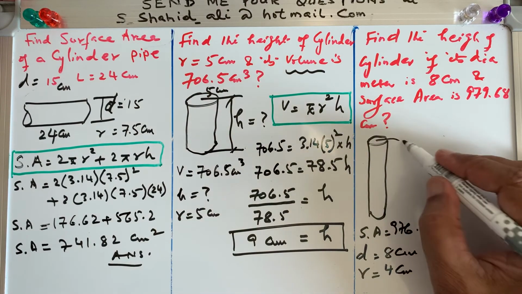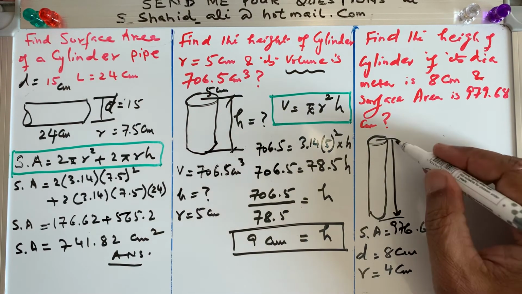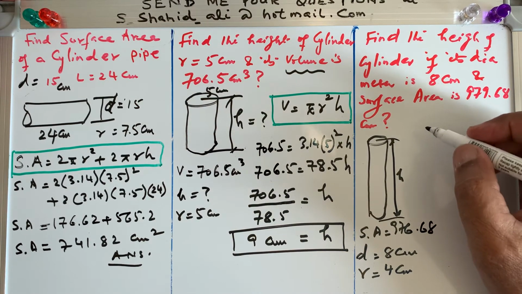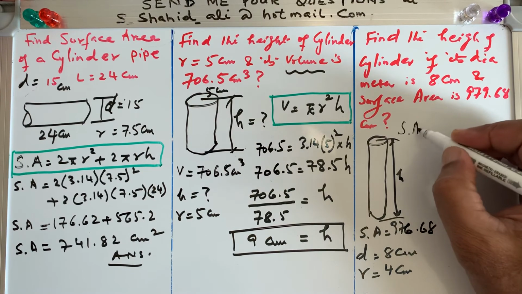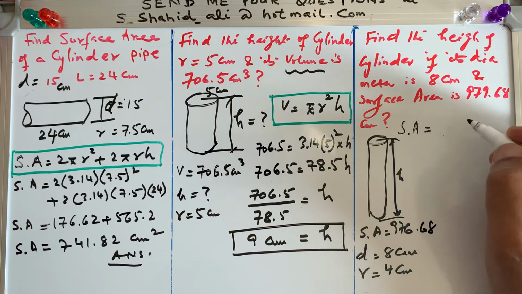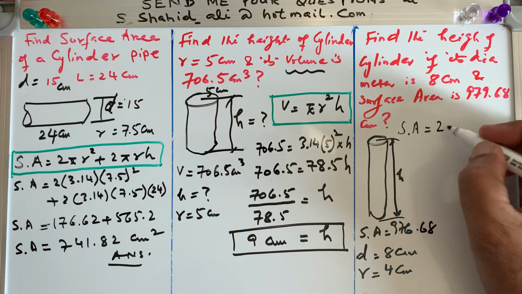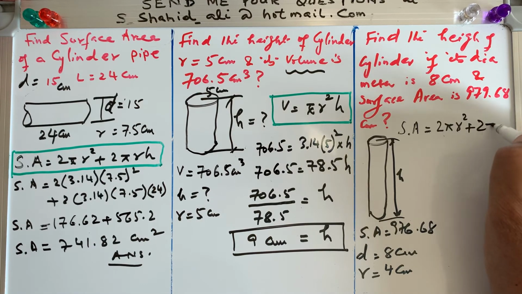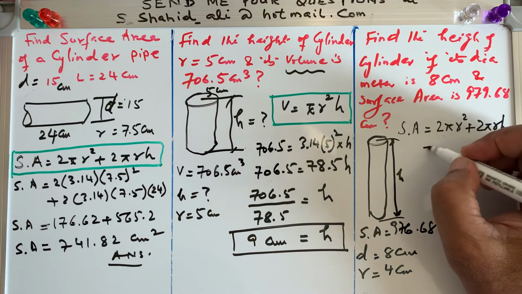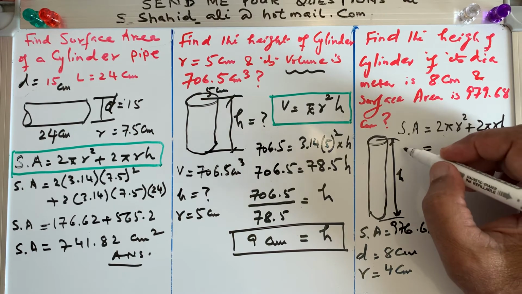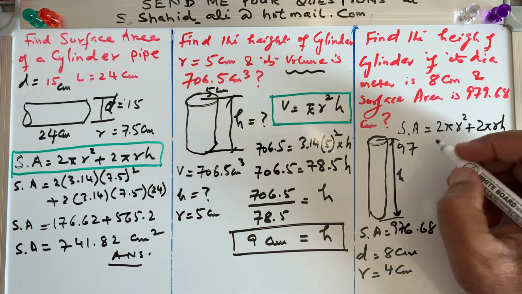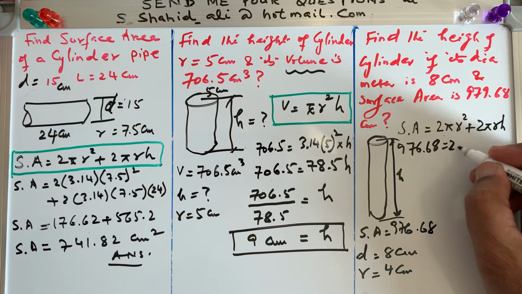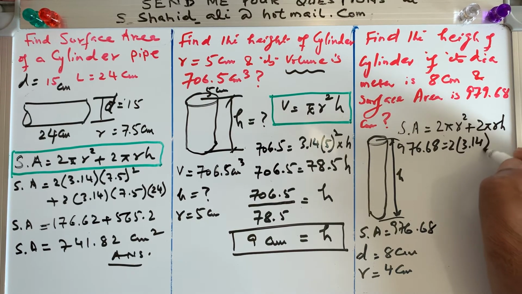So this is my cylinder, and what I need to find out is the height of the cylinder, right? So surface area is given. We will be using the surface area formula, which is, you can repeat it with me. I am revising it so many times so that students can have it fixed or memorize it. 2 pi r square plus 2 pi r h. This surface area is known, which is 976.68 is equal to 2 pi r square, 2 times 3.14 times r square.